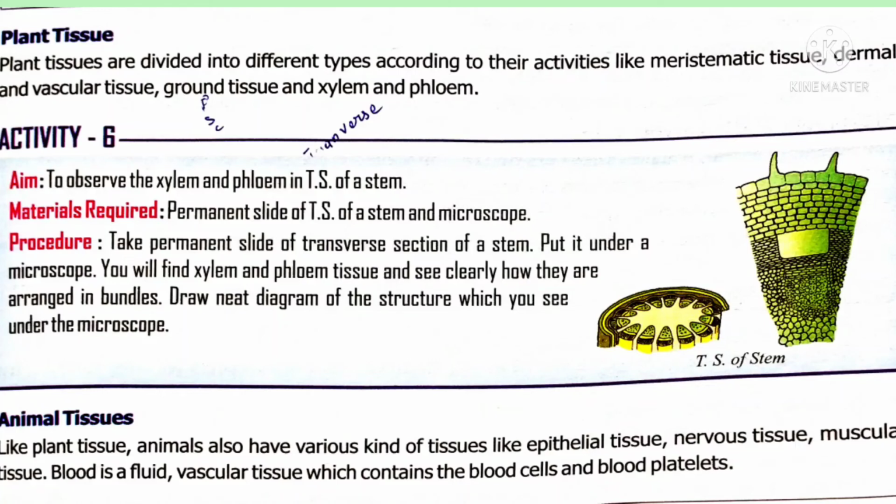Activity 6 is to show the vascular tissue or vascular bundles like xylem and phloem cells, which are present in the stem.